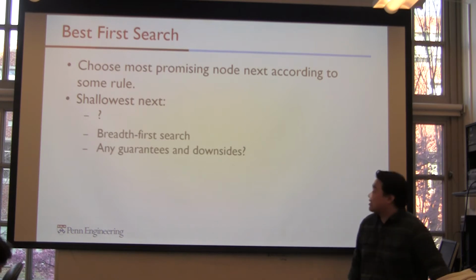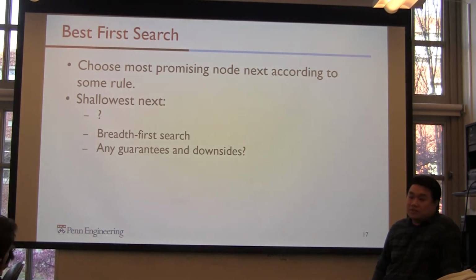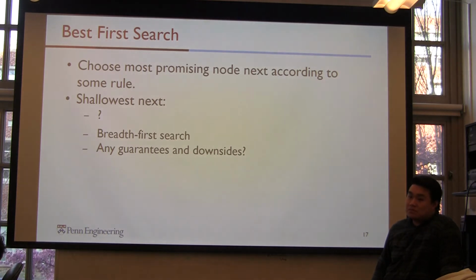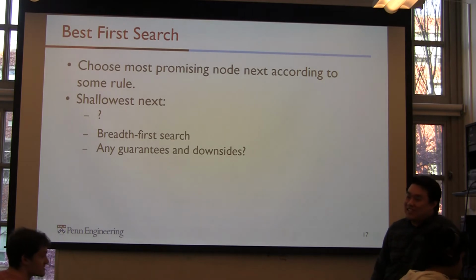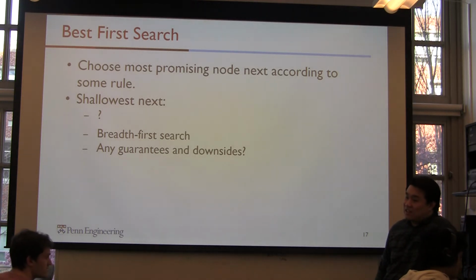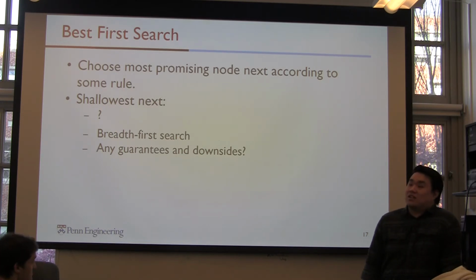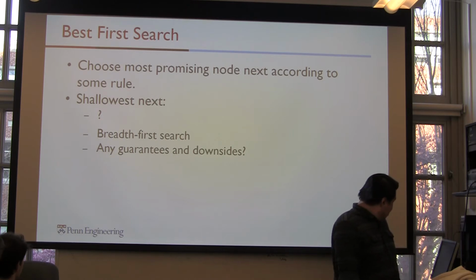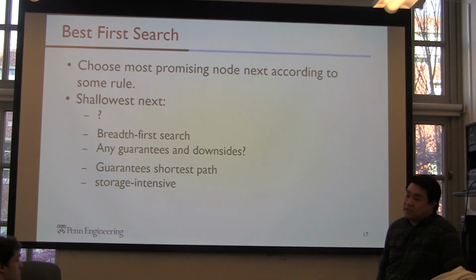Yeah, so BFS. Are there any guarantees and downsides for BFS? Anything else? Guarantees that it will search certain states. Yeah. And downsides? High dimensions. Yeah, it guarantees shortest path, but it's storage intensive. Basically, you're exploring a lot of nodes to come up with a solution.